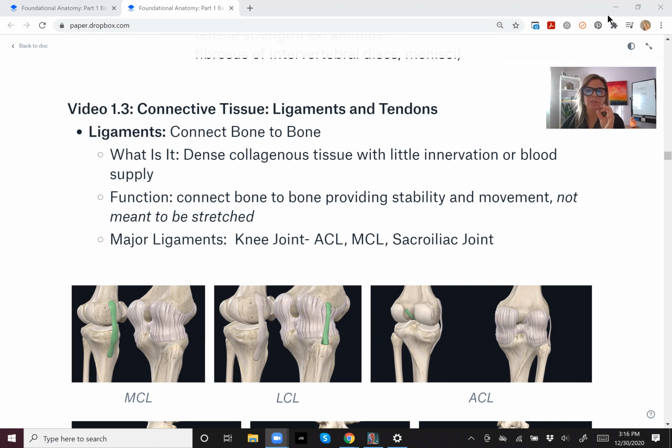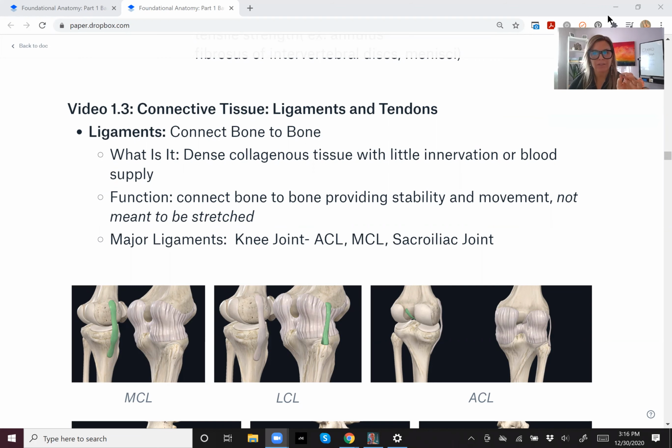And they are actually not meant to be stretched. So you maybe have heard of people twisting their ankle or tearing their ligaments in their knee. And that's what they're referring to, these ligaments get torn and stretched. And that's not what they're there for. They're actually there to create stability and to be able to allow for movement in certain planes.